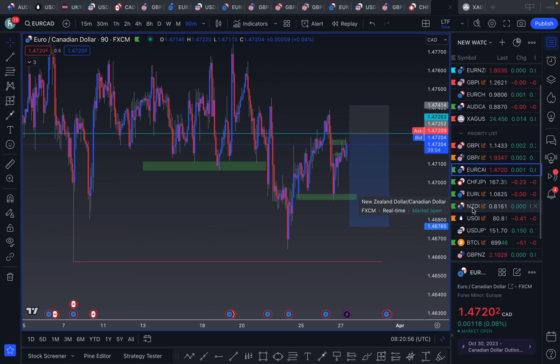Let's see how that goes. I know that this is something that I'm going to talk about later. As you can see, on EuroCAD I am selling it, and therefore I am buying the Canadian dollar. On NZD-CAD, I am buying NZD-CAD, and therefore I am selling, technically, the Canadian dollar. So this is some sort of also a hedging mechanism when we have those sort of observations.